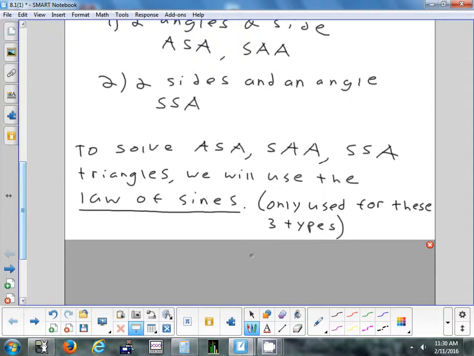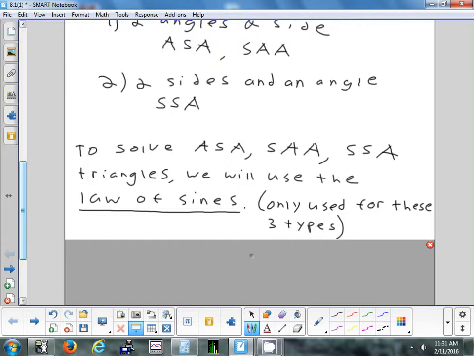All right. So as I just said, to solve any of these three types, you use law of sines, and you use law of sines only for these three types. I heard somebody mention maybe the Pythagorean theorem. That does not work, unfortunately, because we don't have right triangles, we can't use the Pythagorean theorem. Also, because we don't have a hypotenuse, we can't do opposite and adjacent. We can't do any of that stuff either.